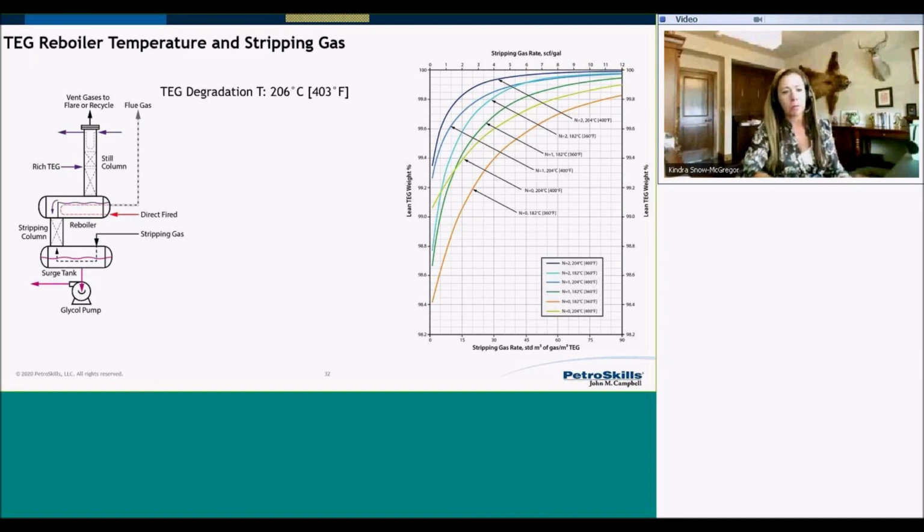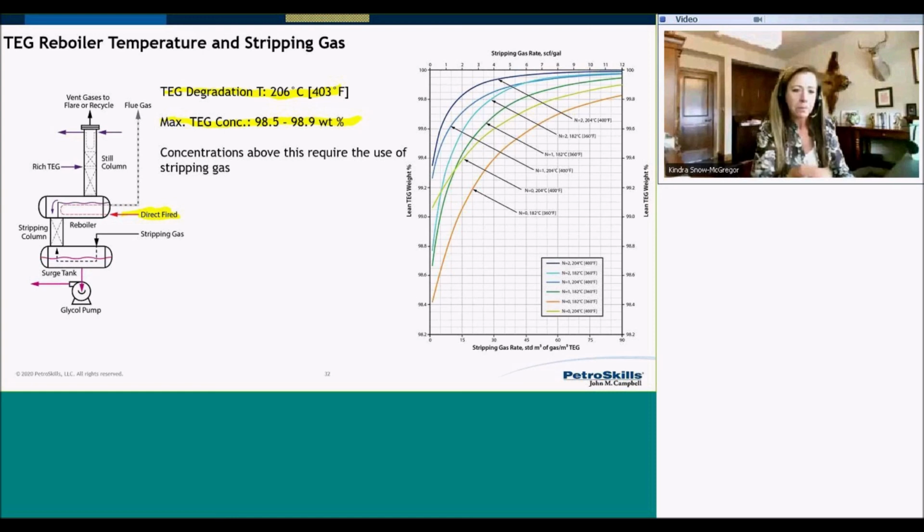So let's take a look at some of the details. I'm showing a reboiler here. Notice this is a direct-fired heater. Again, degradation temperature is 206°C or 403°F, so you don't want to get too hot. If I'm running at ambient conditions, I might get 98.5 to 98.9 weight percent, depending on what plant elevation I have. So what's my local pressure? If I need a concentration above this, then I need the stripping gas.